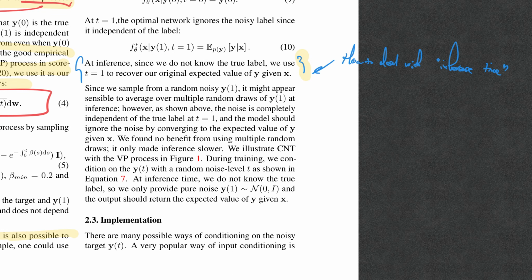And as mentioned, at test time, you use t equal to 1 in order to prevent any sort of hint from the objective.